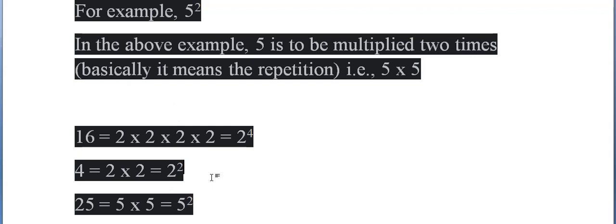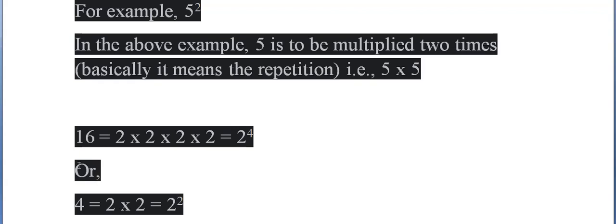This 16 can also be written as this: 4 into 4, 16. 4 fours are 16, so 4 to the power 2, that is 4 square. So we call it a square. When the power is 2, we call it a square, and when the power is 3, we call it a cube.